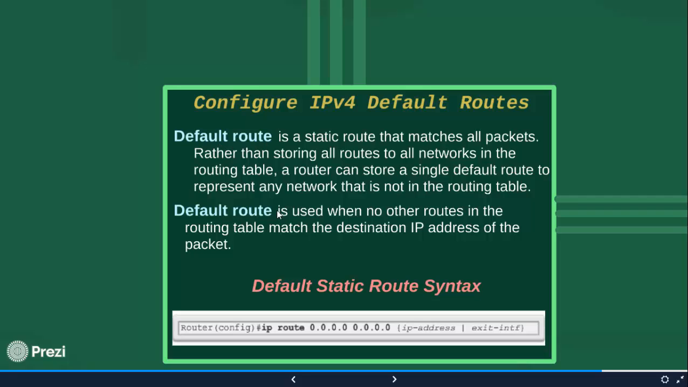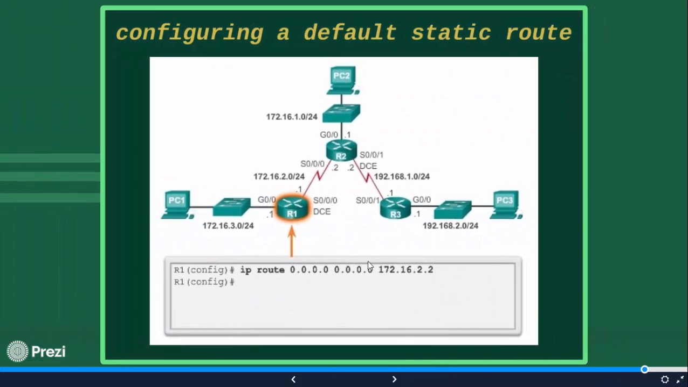Default route. You know this already. This is how to configure it. This is for R1, which has the stub network. So on R1 config: ip route 0.0.0.0 0.0.0.0, and then, as identified, the exit interface IP address for this one is 172.16.2.2. It depends on that particular subnet.